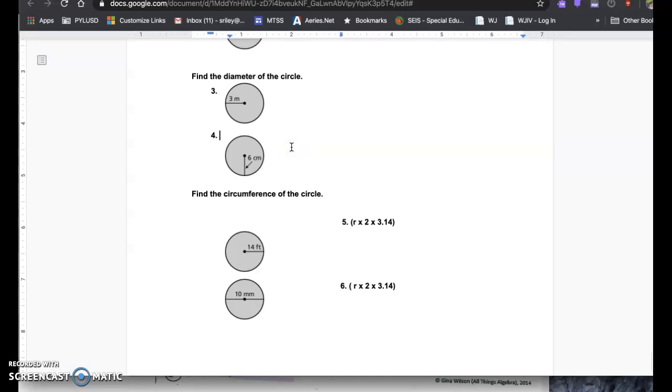And you're just going to type your answers in right here. If it gets cut off, you can tab it and type it over here. That's fine.